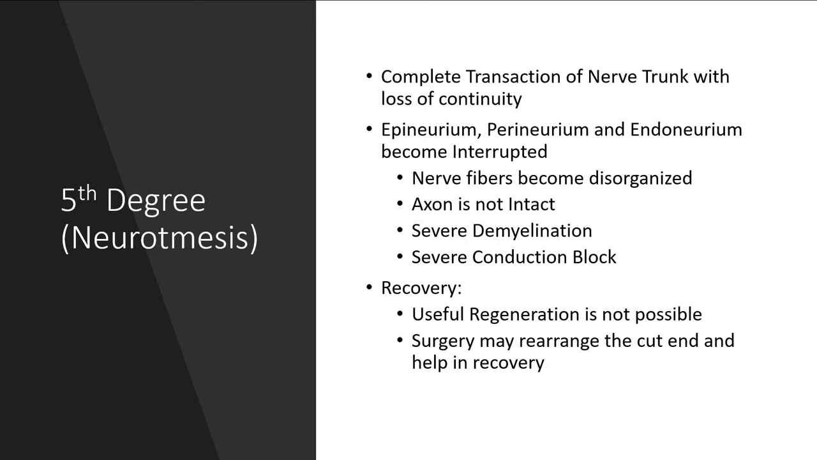Another degree is the fifth degree. Of course, this is more severe compared to all the other categories of nerve injury. Here there is complete transection of the nerve trunk with loss of continuity. This means if there is a cut, the nerve will be divided into two parts. The epineurium, perineurium, and endoneurium become interrupted. Of course, if there is a cut, all of them will be divided into two parts. So the nerve fibers become disorganized. The axon is not intact. Severe demyelination and severe conduction block occur.